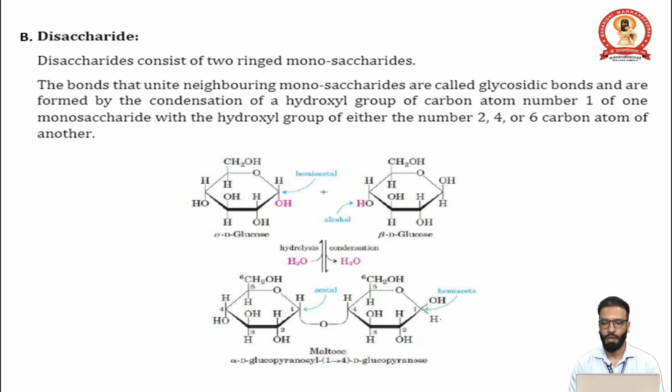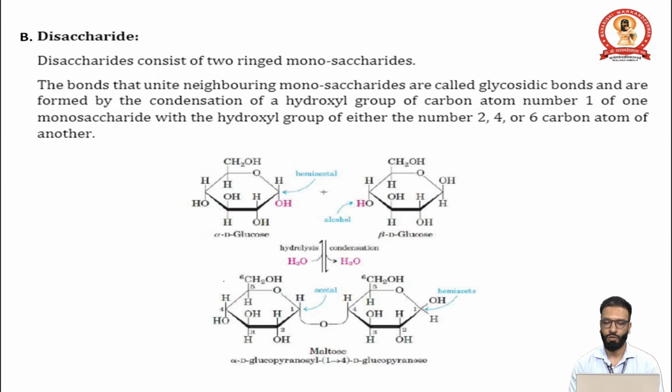It's important to remember, like in the case of proteins, two amino acids are joined together by the peptide bond. Similarly here, the two sugars, it can be any sugar. For example, here we have shown two glucose molecules, alpha D glucose and beta D glucose. This alpha and beta is based on the position of the hydroxy on the anomeric carbon. The anomeric carbon is the carbon which is next to the oxygen.